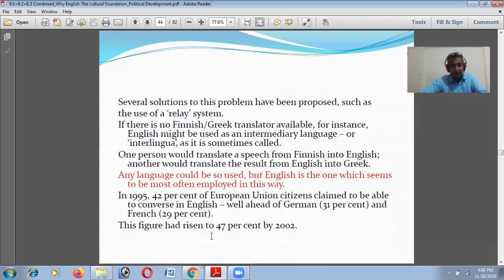So this is the scenario of using the English language. This figure has risen to 47% by 2002. That is the English speaking organization.